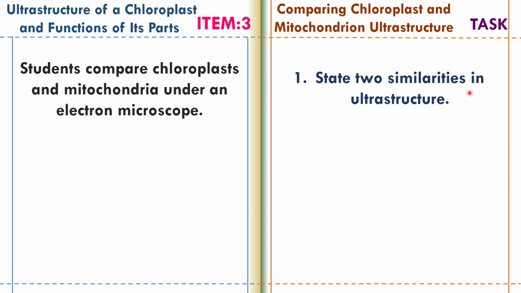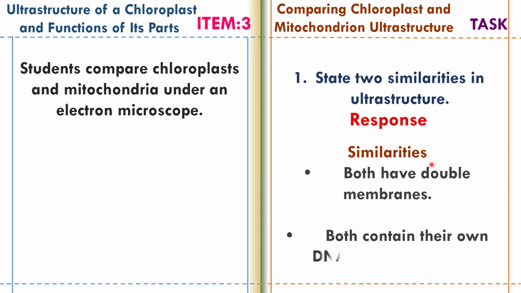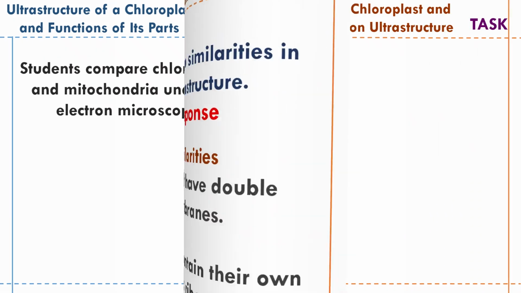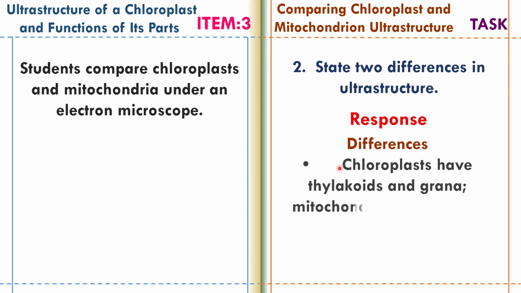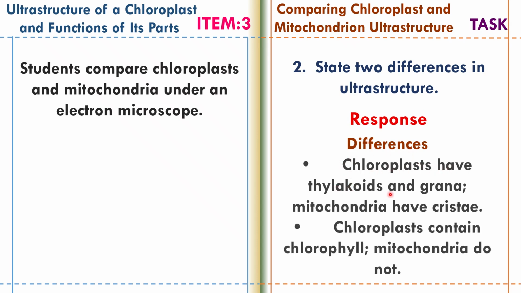State 2 similarities in ultrastructure. Similarities: both have double membranes. Both contain their own DNA and ribosomes. State 2 differences in ultrastructure. Differences: chloroplasts have thylakoids and grana. Mitochondria have cristae. Chloroplasts contain chlorophyll. Mitochondria do not.